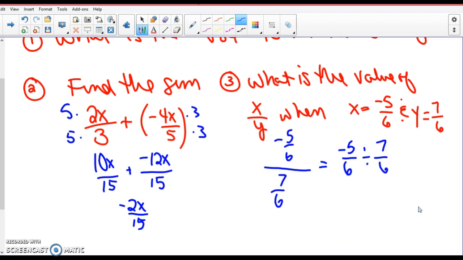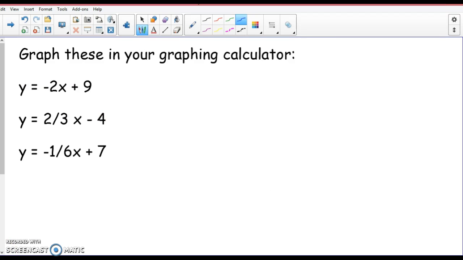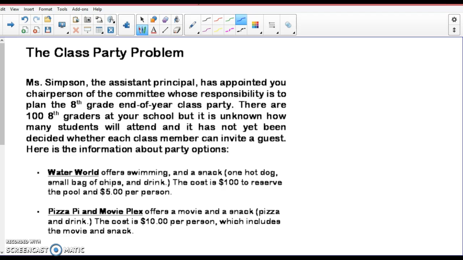How do I do a division with fractions? Keep, change, flip. Multiply by the reciprocal. 6 goes into 6 once, into 6 once. My answer is negative 5/7. Done. Questions? All right. That we're going to worry about later.